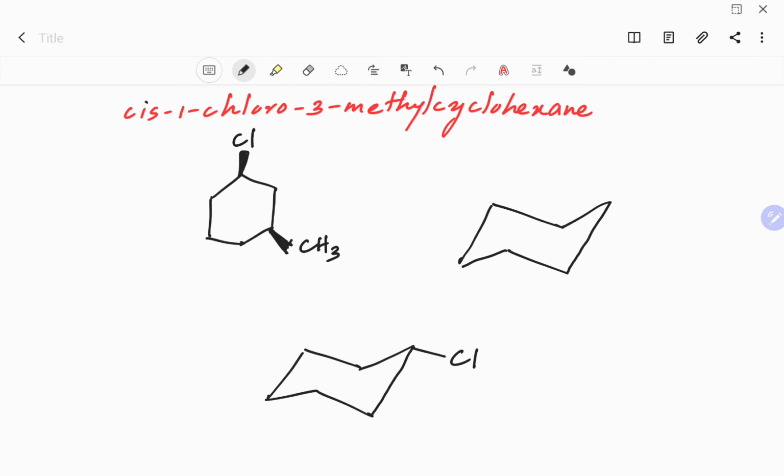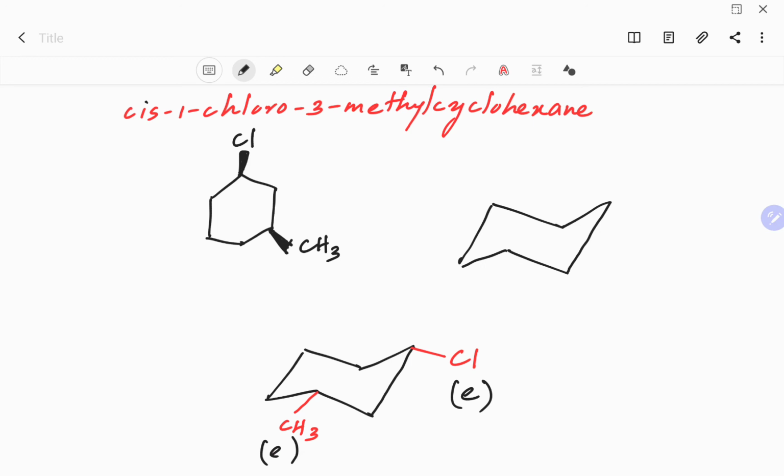Is this chlorine on the top plane or the bottom plane? It is actually at the bottom plane, right? It is at the bottom plane. So when you are putting CH3, you should also put CH3 on the bottom plane. So this will be your CH3. So both your substituents are in equatorial positions. This is equatorial. Let's put E. CH3 is in equatorial position.